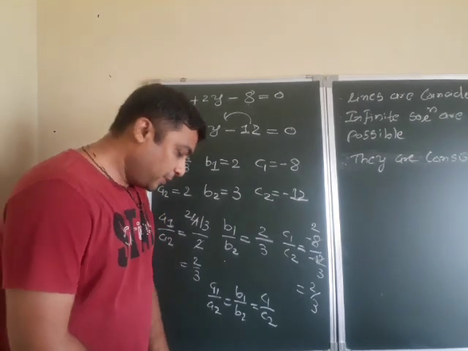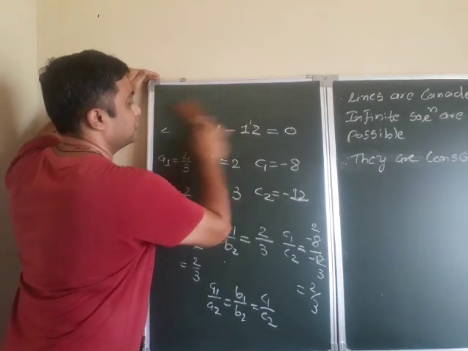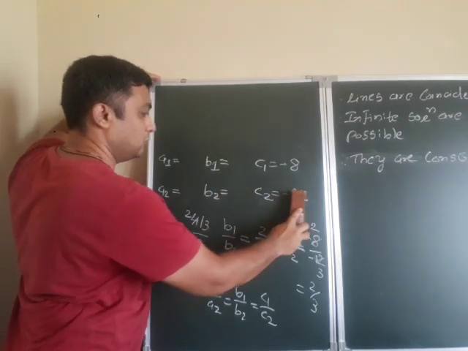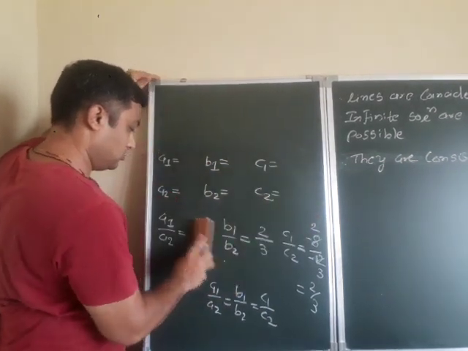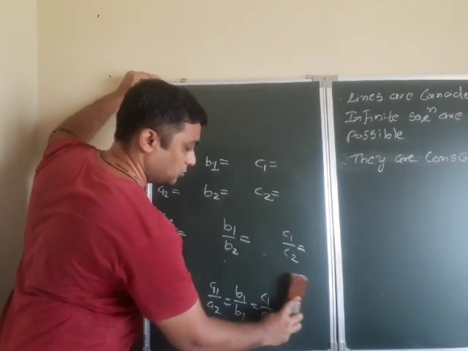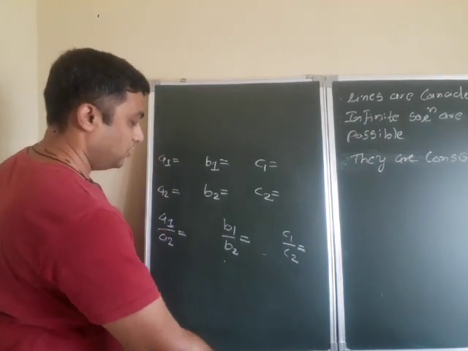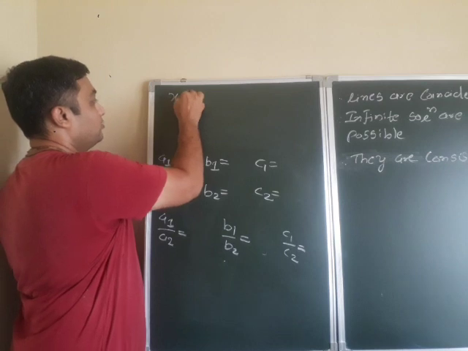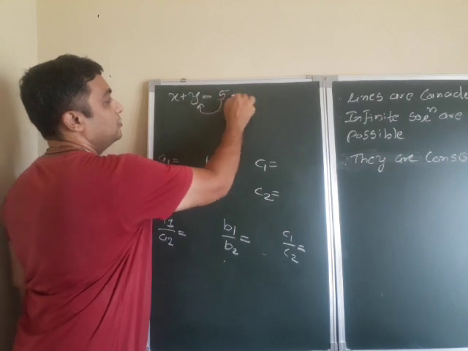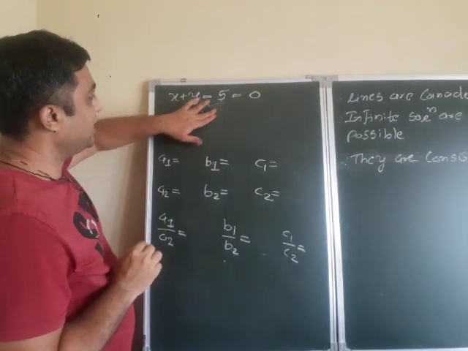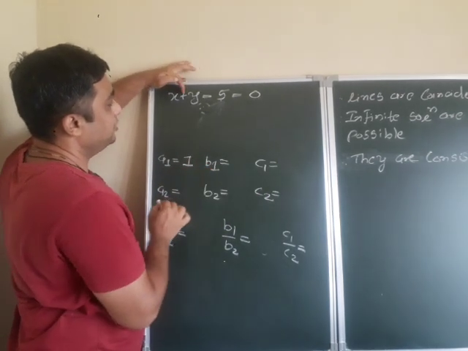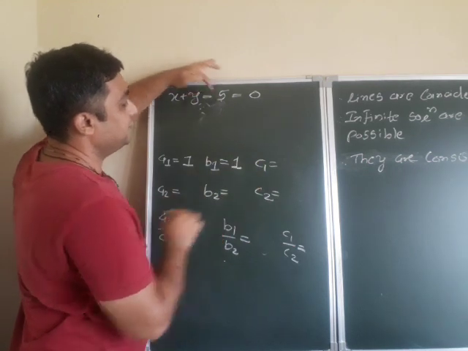So let me start. First pair, x plus y is equal to 5. Now plus 5 I can take on this side, so it becomes x plus y minus 5 is equal to 0. Now check the a1. a1 means coefficient of x. What is the coefficient of x? 1. b1 means coefficient of y, so it is 1. And c1 is minus 5.